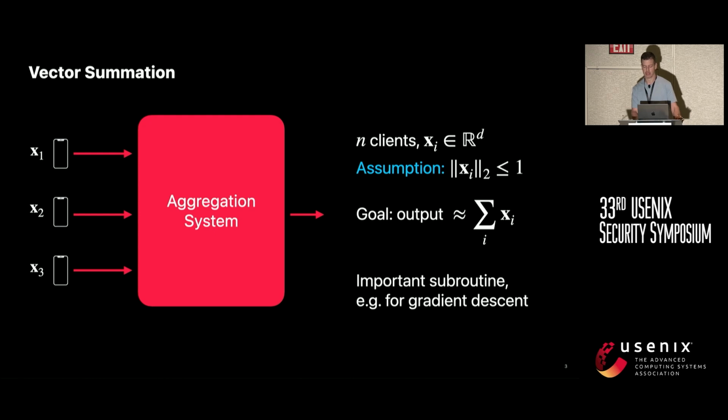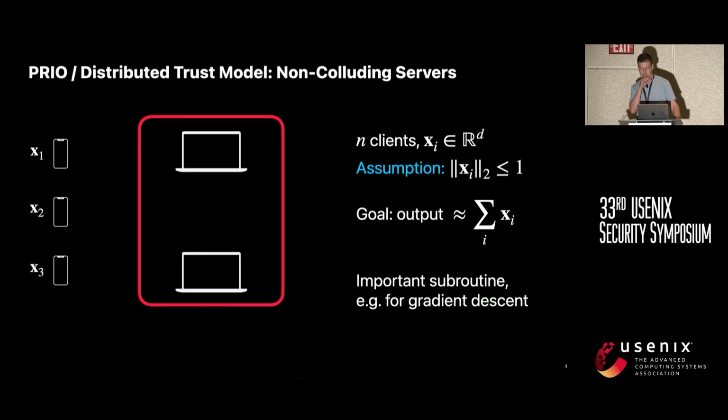And then I promised I would tell you more about the trust model. So the trust model today is what's known as the PRIO, or distributed trust model, where we have 2 servers, and we assume that at least one of the servers is honest, so the servers are not colluding, and at least one of them is following the protocol as it should. Okay? And now the clients interact with the servers in a very particular way.